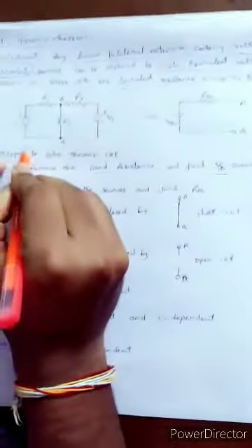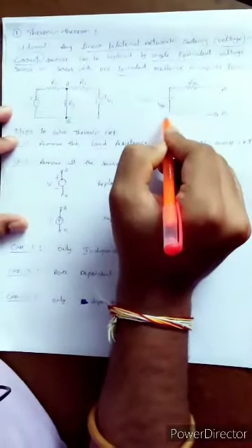Or else we can also say that any linear bilateral network containing voltage or current sources along with the resistances can be replaced by an equivalent voltage source in series with the equivalent resistance across the terminals. Here we can see this is the complex circuit. This is converted into the simplified circuit.